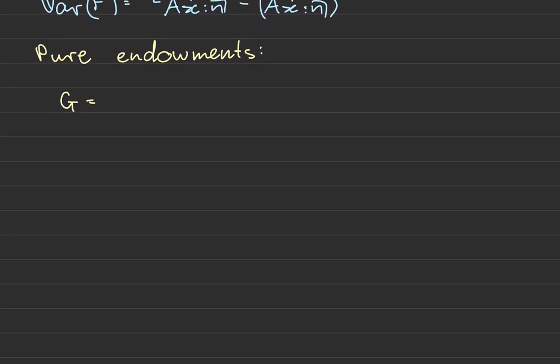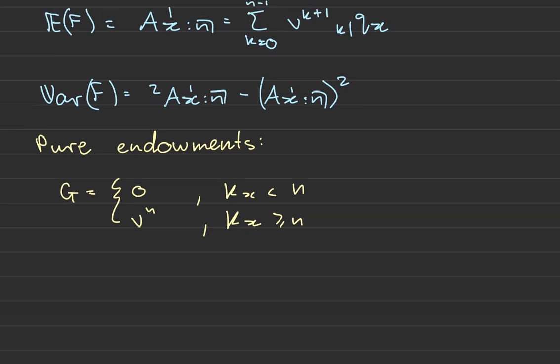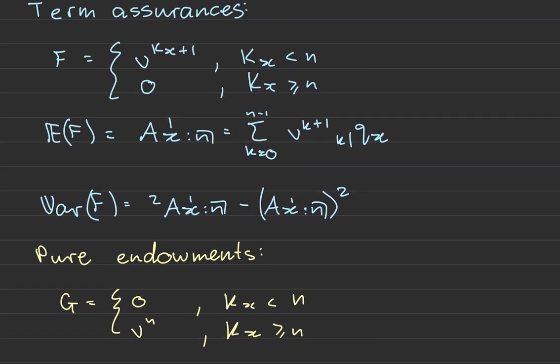Okay, so pure endowments, g is going to be equal to 0 when kx is less than n, or v to the n when kx is greater than or equal to n. Okay, so how does this differ from a term assurance contract? Well, when kx was less than n, it means that the person died within n years, and I'm going to pay them, so I'm present valuing that. But now I'm saying that when this person dies within n years, I'm not going to pay them. I'm going to give them nothing.